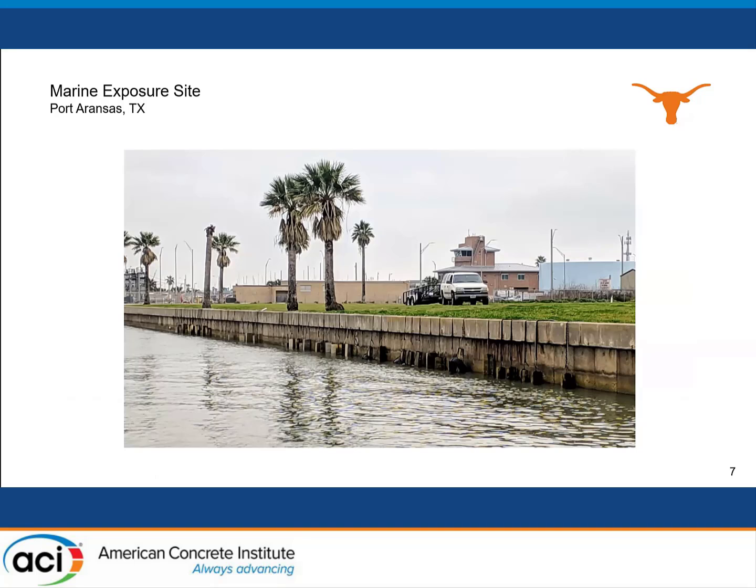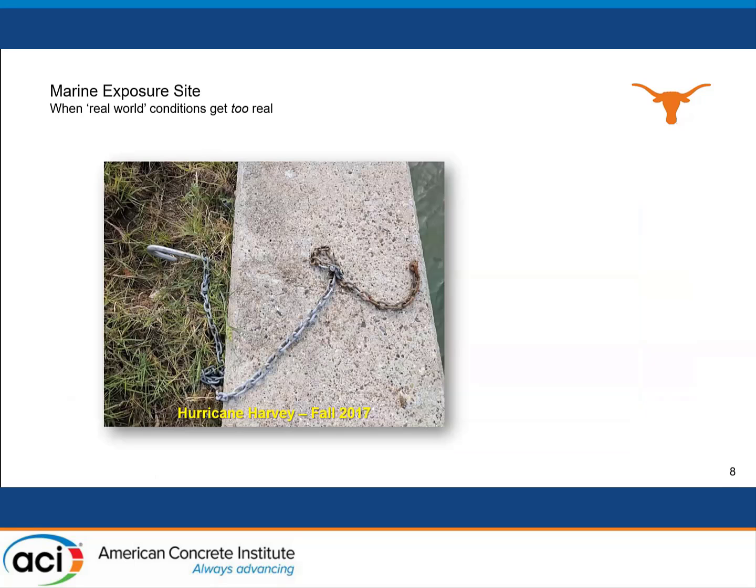But what happens when you get into the real world? Well, sometimes things can get too real. We have lost a number of blocks for various reasons. In 2017, we had a hurricane hit the Gulf of Mexico, Hurricane Harvey, and we actually lost a number of blocks. Just the water, the waves just lifted the blocks off the chain, and off they go.